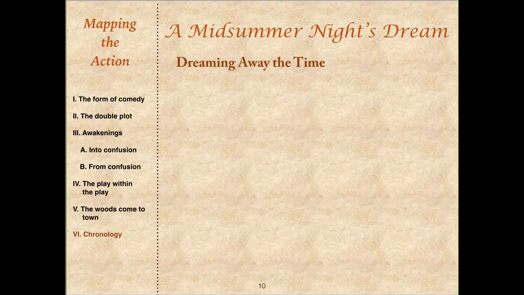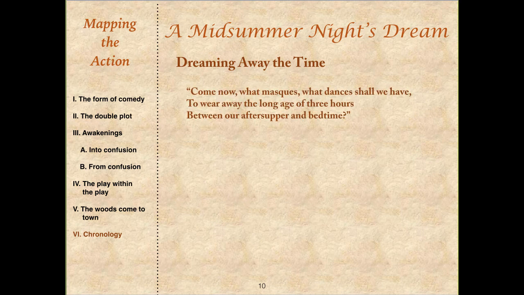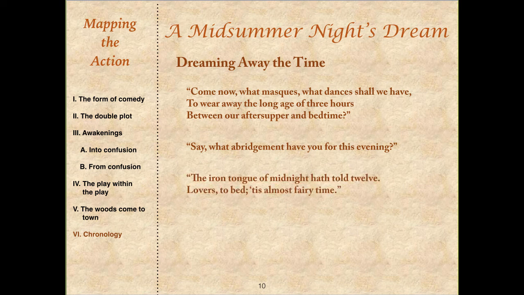That same notion of dreaming away time appears again when Theseus in Act 5 asks for entertainment. He's still just as impatient as he was in his opening lines, even though the length of time he has to wait has shrunk from four days to the long age of three hours. He even refers to the entertainment he's asking for as an abridgment, naming it by its effect, which is to shorten time. Sure enough, 300 lines later, roughly 15 minutes of stage time, Theseus is announcing that it's midnight.